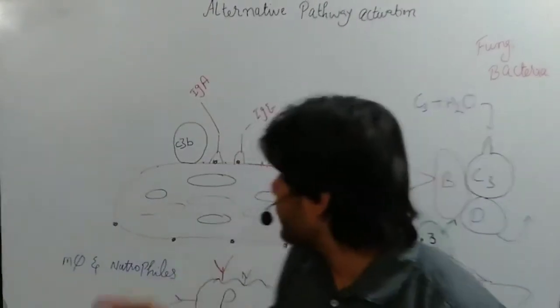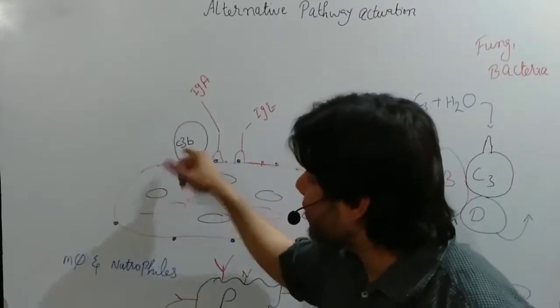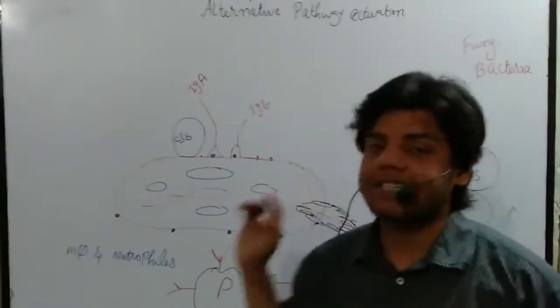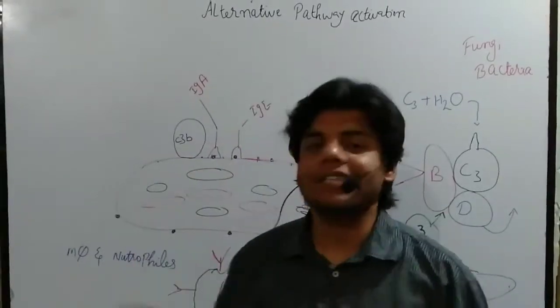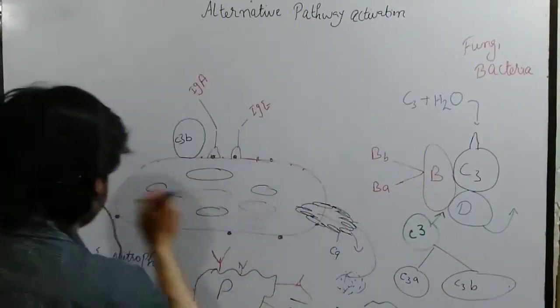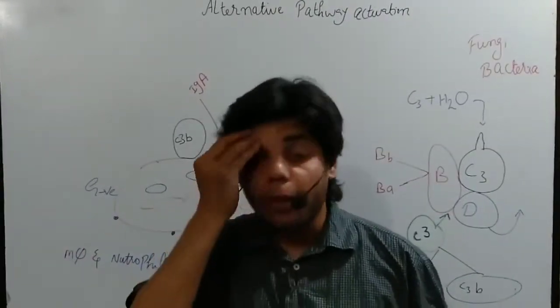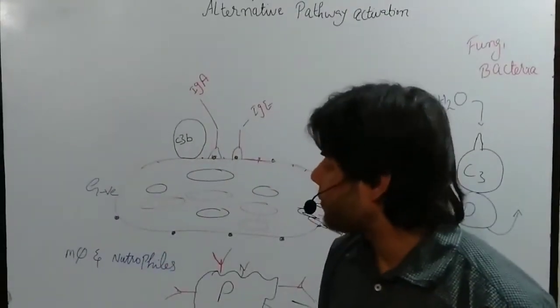Okay, after that, once we get C3b, this C3b is covalently bound to the bacterial surface. Now let's say this is a gram-negative bacteria. So due to the lipopolysaccharide, these C3b proteins bind. Okay, now after that, what actually happens?